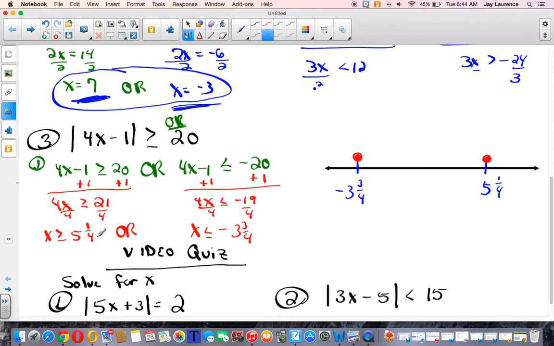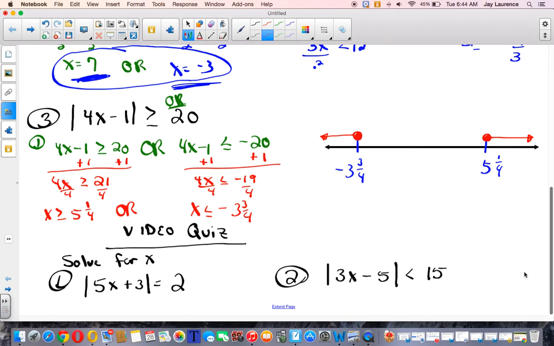I need the numbers that are greater than 5 1/4 or the numbers that are less than negative 3 3/4. And you're saying, well, wait, isn't it greater than or equal to? Yeah, but I've already included the endpoints by coloring in the point. And there you go. That's what your graph looks like.